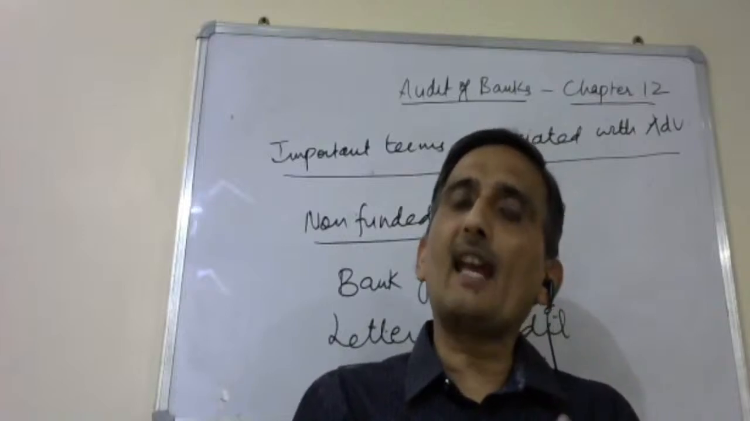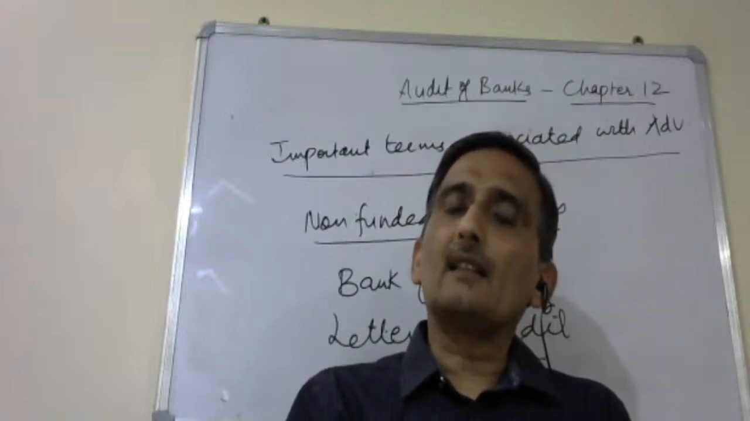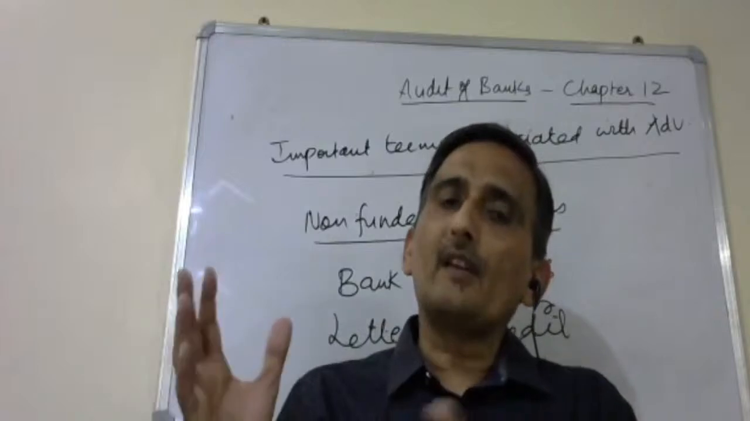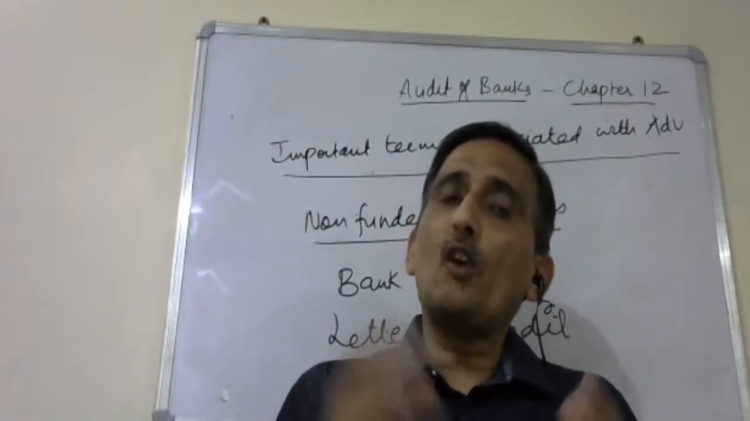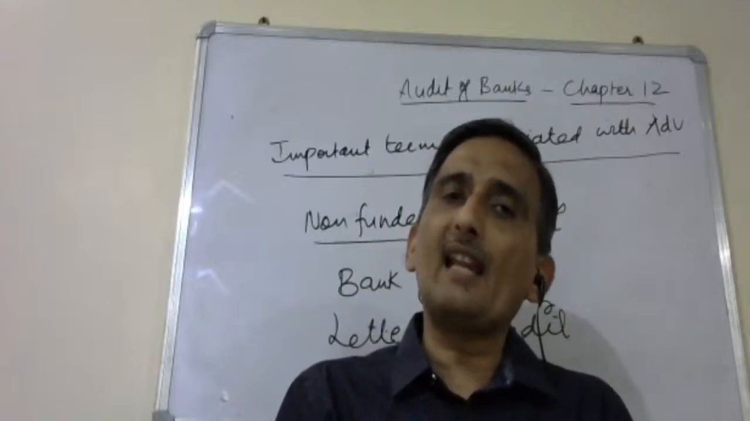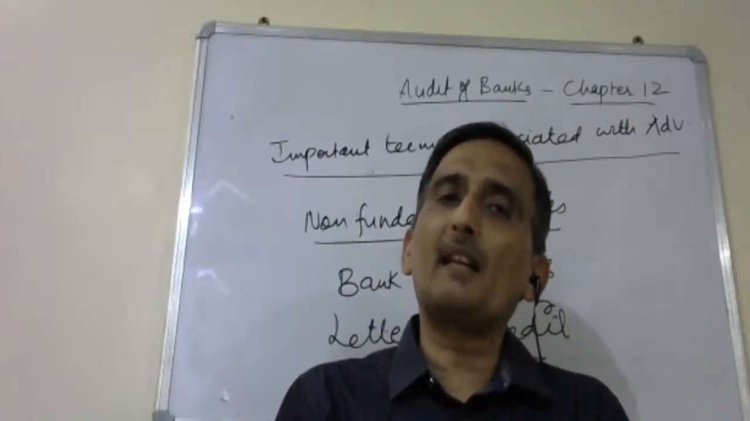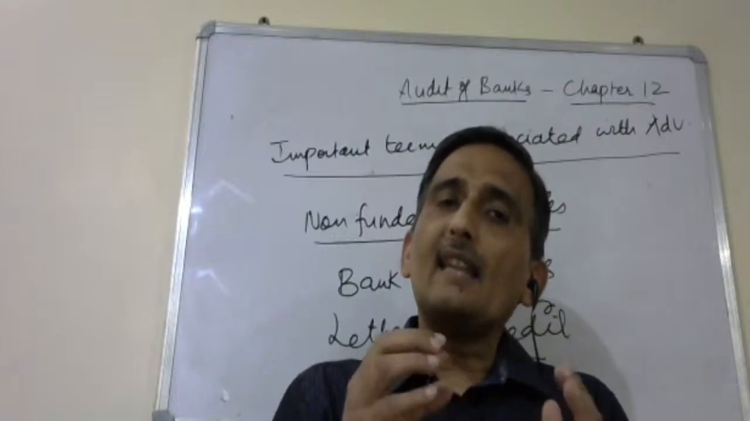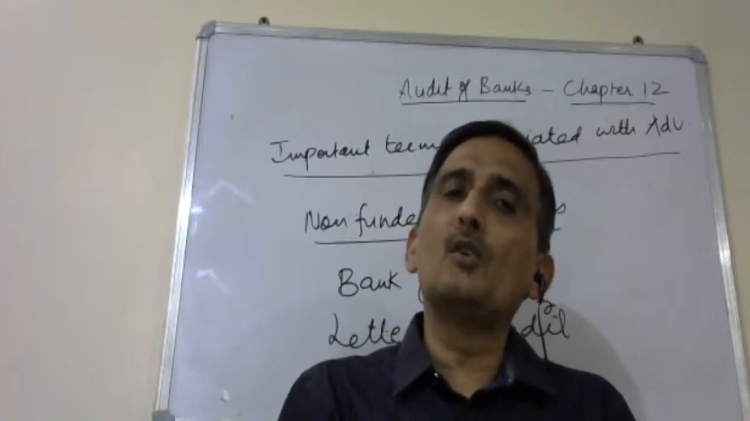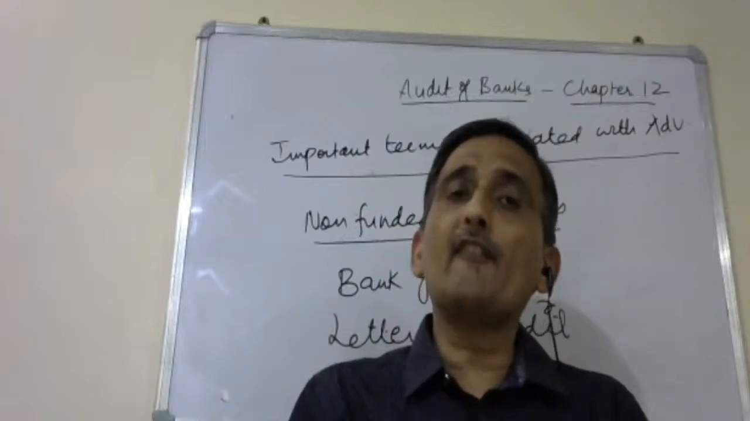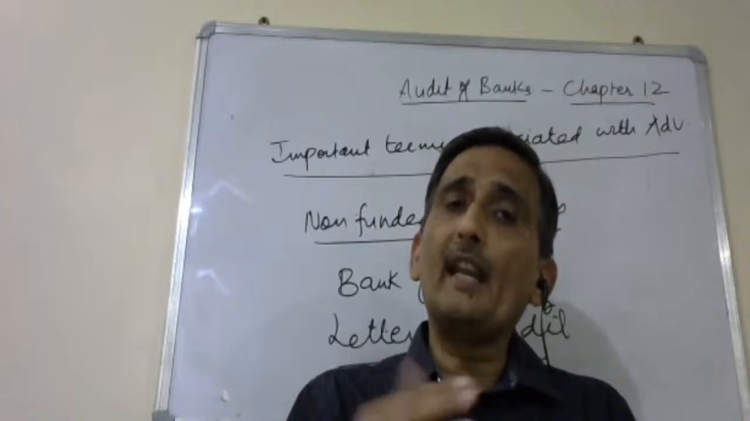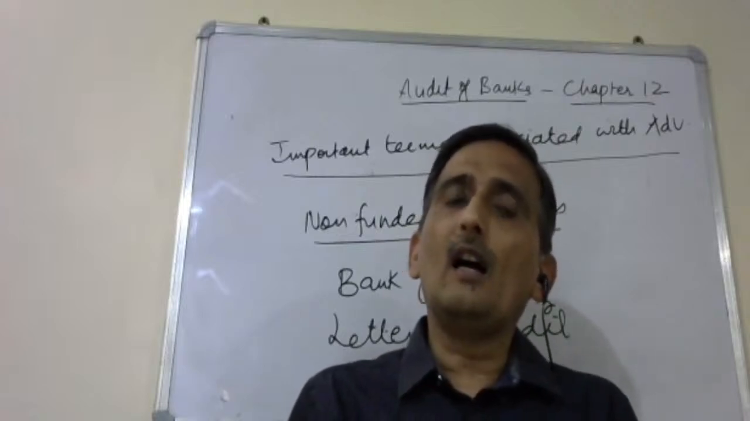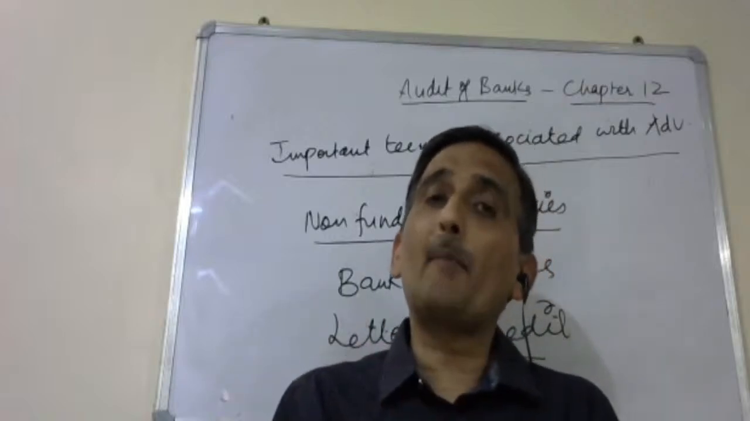So the bank would guarantee that in case of default by the company, the bank is responsible. So if the company fails to meet its commitment, then the customs department is free to invoke that bank guarantee. Okay, so it is also a kind of liability which might devolve upon the bank in future.